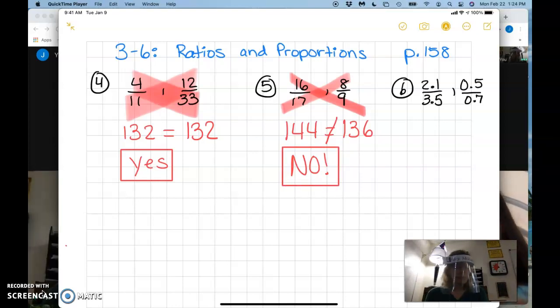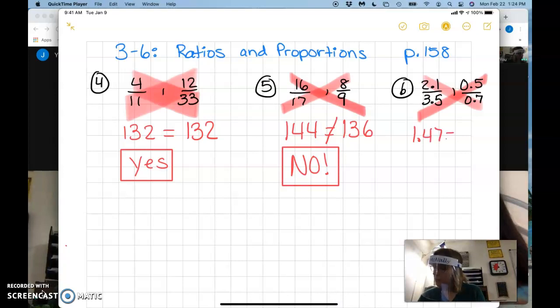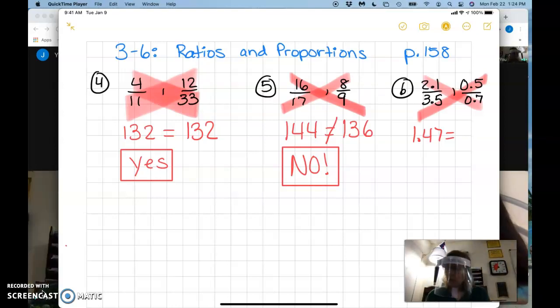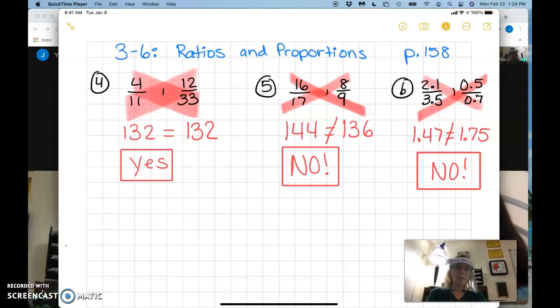Okay, the last one, decimals. So we're going to, again, cross multiply. 2.1 times 0.7. I got 1.47. And 3.5 times 0.5, I got 1.75. No. So that's all there is to that section. It's just saying, tell me if it's a proportion or not.